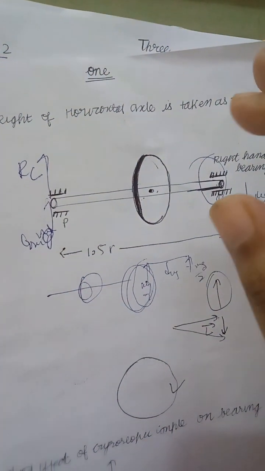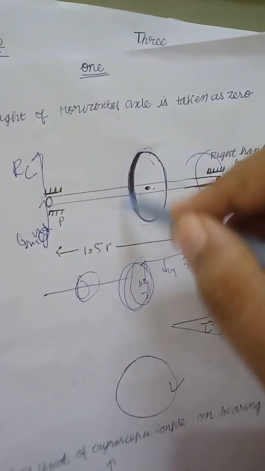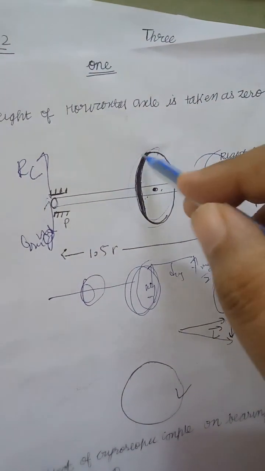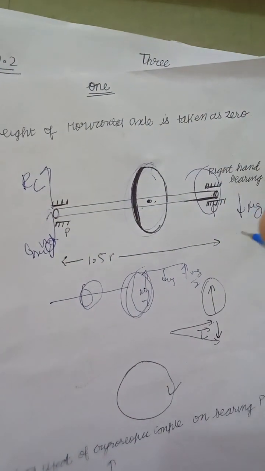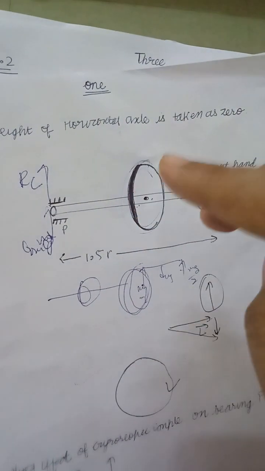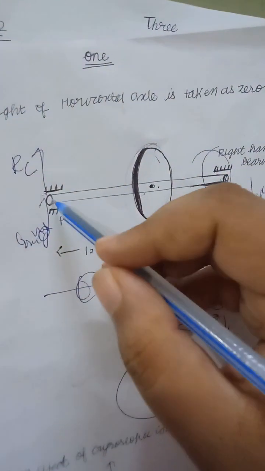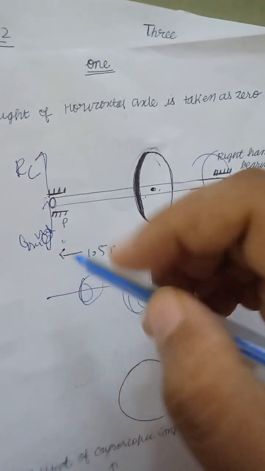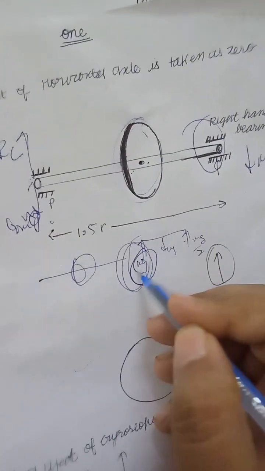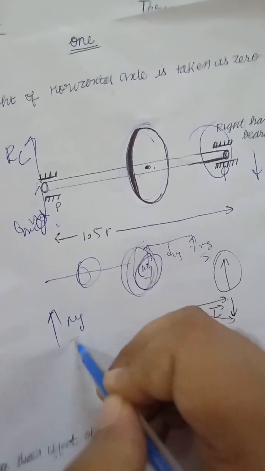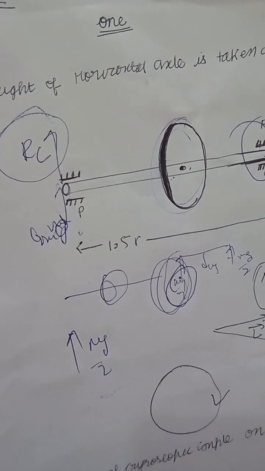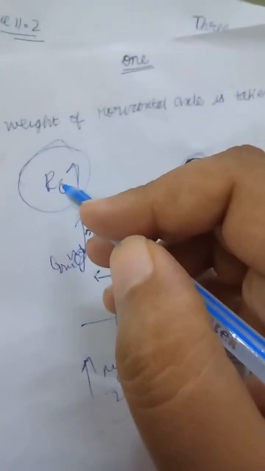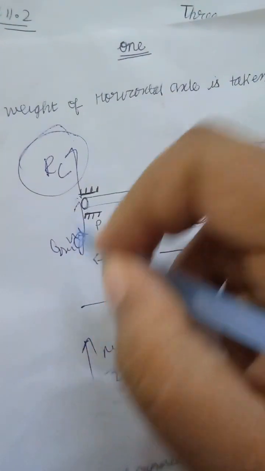But suppose I am finding this thing. The reaction of the bearing means the reaction of the bearing when gravity and the gyroscope affect it. What does the bearing do? mg is pulling it down, so with the force mg by 2, the bearing will oppose mg by 2. And the gyroscopic couple is trying to pull it up, so the bearing will pull it down.